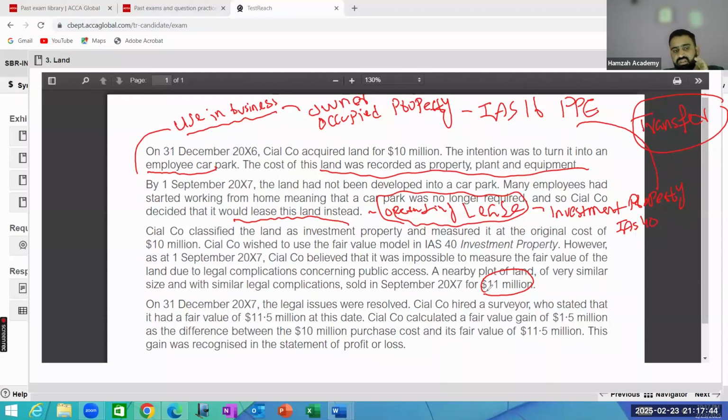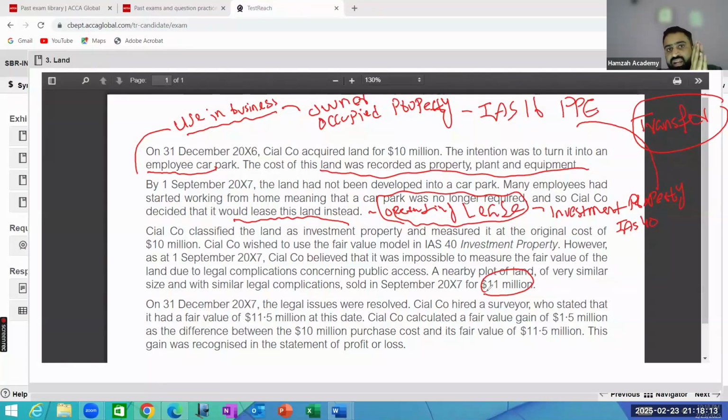Now, dear student, if we write the answer to this question, I would write that they purchased this land on December X7 and rightly classified it under property, plant and equipment, because the purpose of the land is to use it as a car parking area for the employees. So their classification was right and they rightly recognized that land under IAS 16, property, plant and equipment.